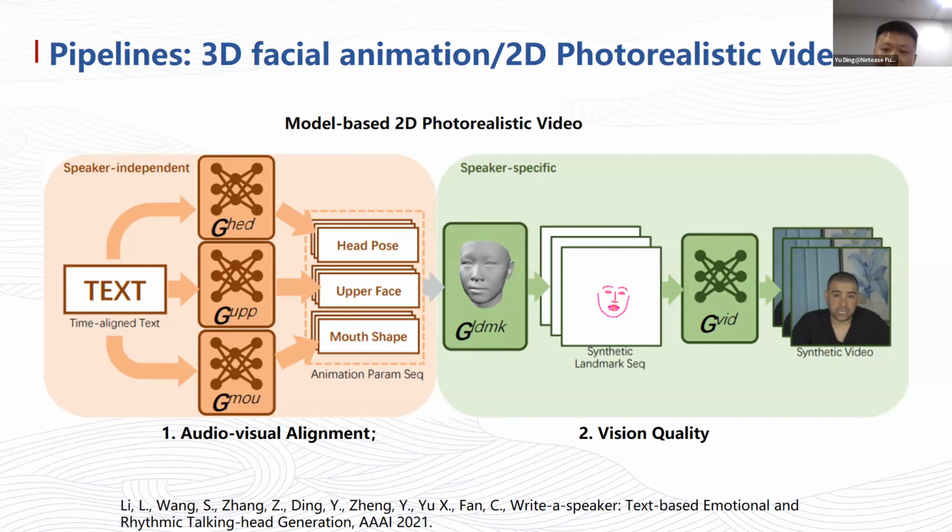Since the orange part has addressed the audio-visual alignment, the green part focuses on the speaker appearance, regardless of audio-visual alignment. So during the video generation, we focus on the green part. So the green part requires a few minutes. In our applications, we find that it would be much better to record 40 minutes of speaker-specific video as the training data to train the second part.